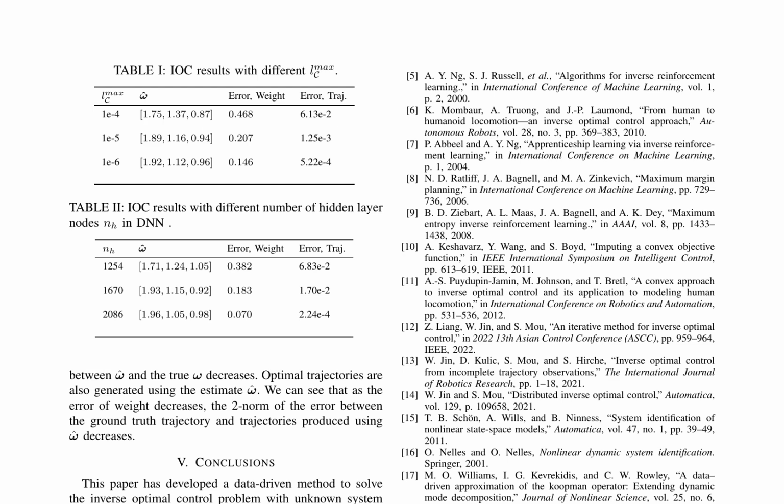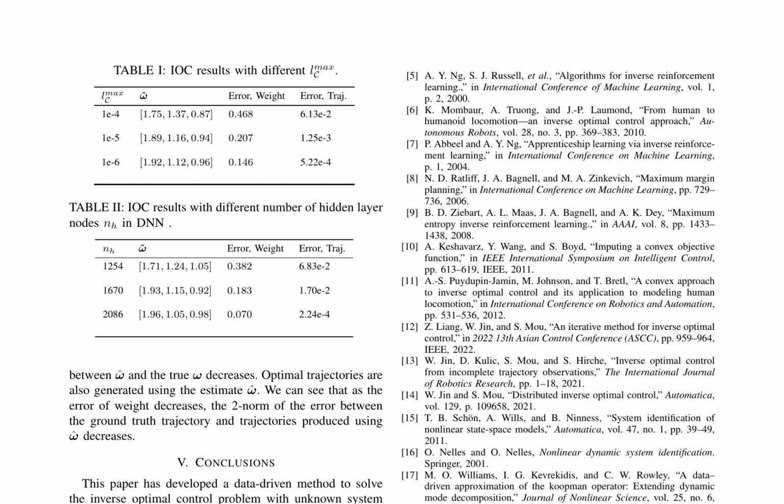Decreasing Lmax from 1e4 to 1e6 yields a lower error of the weight, resulting in a reduced 2-norm of the error between the ground truth trajectory and the trajectories produced using the estimated Koopman operator. This suggests that as the error of the weight decreases, the approximated trajectories become more accurate.